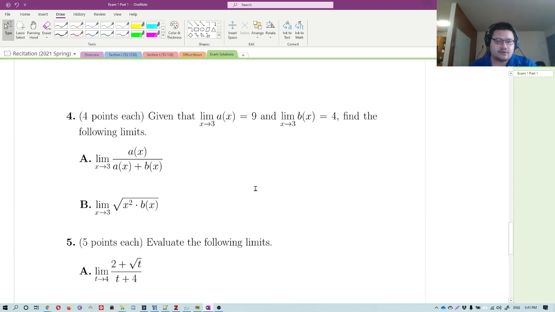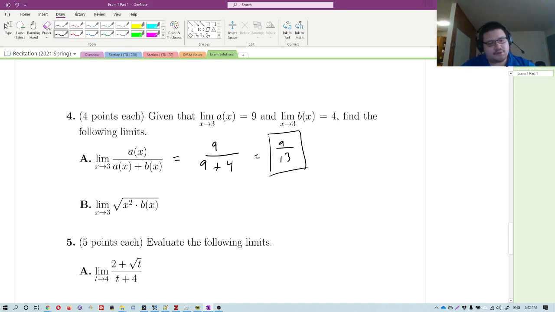Number 4, given these two things, find these limits. The idea for this problem is you're supposed to be applying the limit properties. So you can push this limit through the quotient, and that's going to be limit of the numerator divided by limit of the denominator, and then you push through everything. But we can just short circuit it. We don't need to show all of our steps. In the end, we have 9 divided by limit of a, which is 9, plus limit of b, which is 4. It's all given to us. So that's 9 divided by 13, and that does not simplify, so you can just leave it as is.